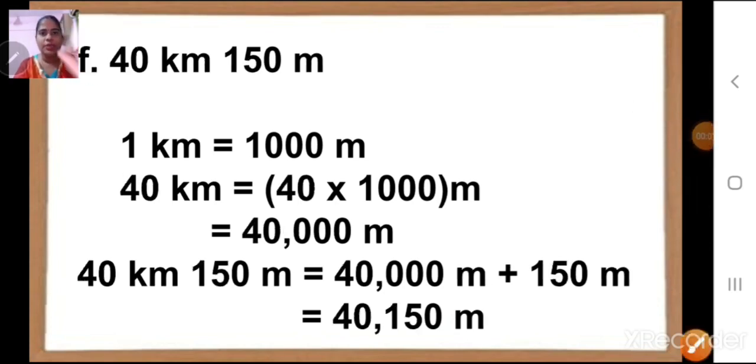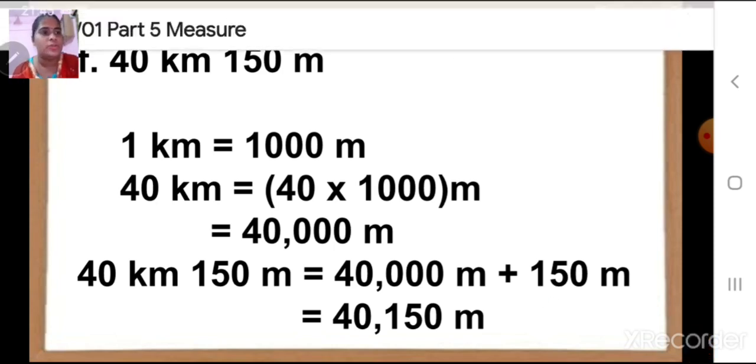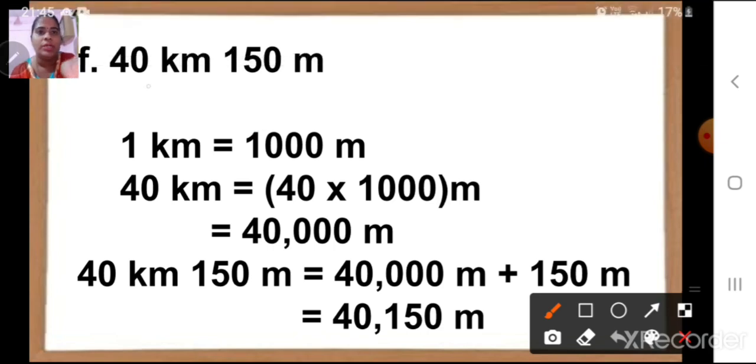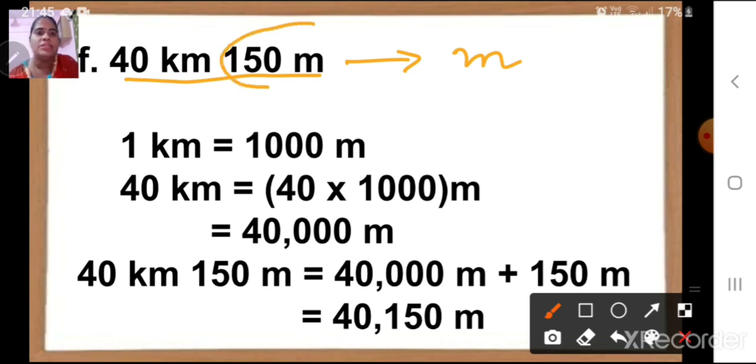Next one is question number F. Okay. 40 kilometer and 150 meter. Now children, this question I have done for you. Let us go through it. We have to convert this full into meters. Correct? Now 150 is already in meters. So we are first going to convert 40 kilometers.